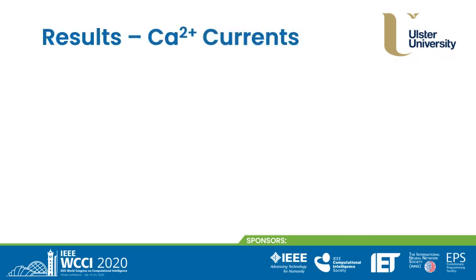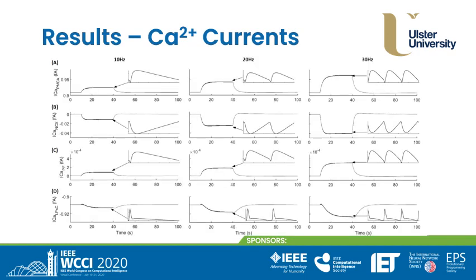So we will look at some results now from the simulations. Because this study is focused on calcium homeostasis, we will just look at the calcium currents from the astrocyte. The simulations were run stimulating the neuron from a time of 10 seconds to 40 seconds. The frequencies of the stimulation of the neuron were 10 Hertz, which is this first column, 20 Hertz, which is the second column, and 30 Hertz, which is the last column.